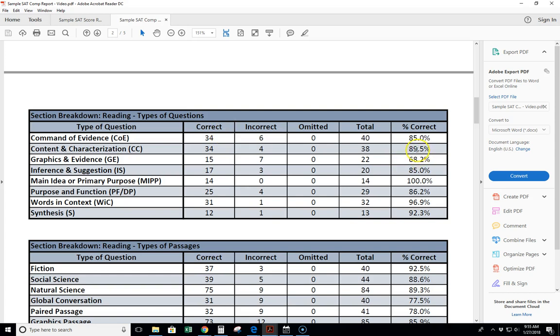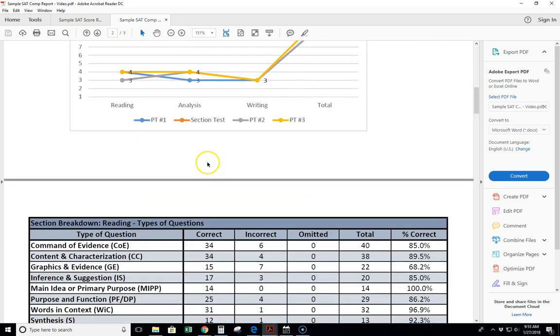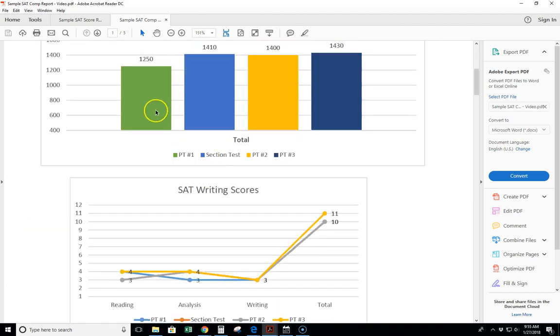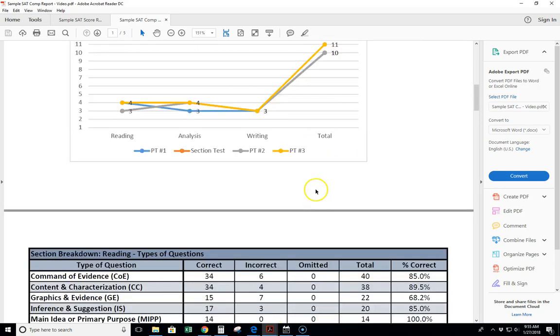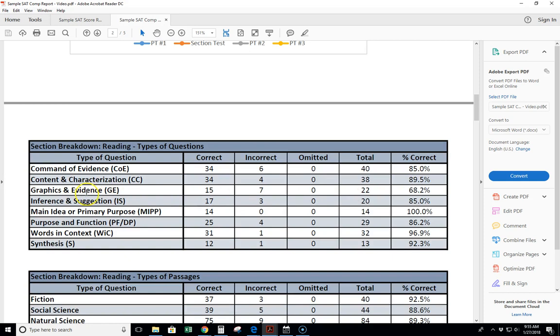And so what we're just trying to do is give you some very strong longitudinal data here that you can see in this particular individual, graphics and evidence over the course of 4 tests which they had with us. Practice test, section tests, practice test number 2, practice test number 3. Graphics and evidence continues to be somewhat of a concern to them, only getting about 68% of those correct.